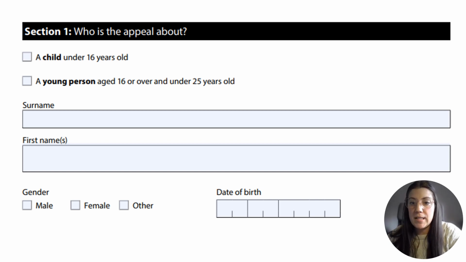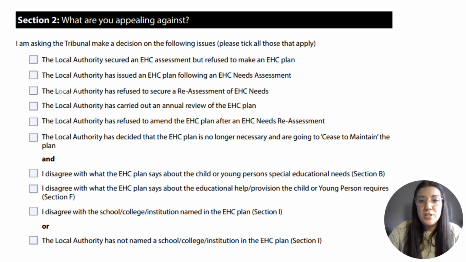So first we're looking at section 1. This is where you either tick to say that the appeal is about a child or a young person, or whether it is about a young person aged 16 to 25. Then you go on to fill in the child or the young person's surname, first name, gender and date of birth. So section 2 is about what you are appealing against.